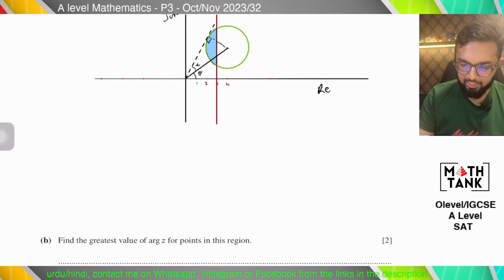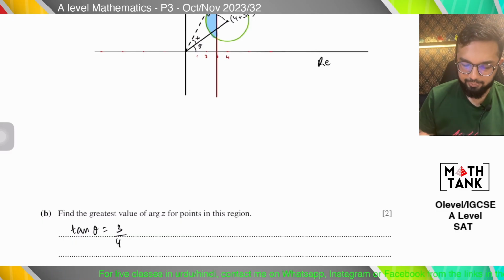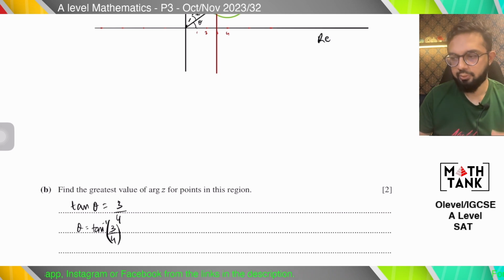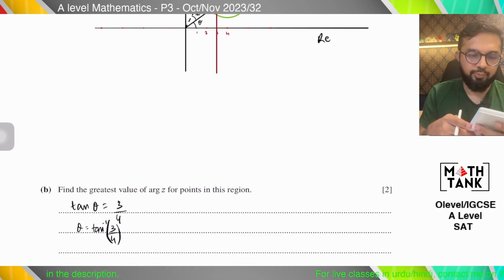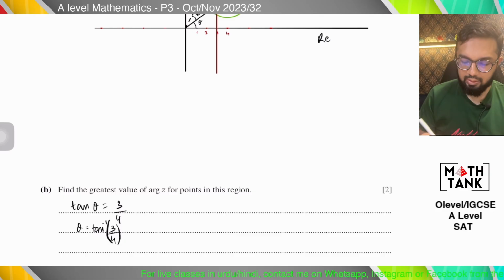Now for theta, it's simply the argument of the center of the circle. So the argument of the center of the circle would be tan theta equals 3 over 4, b over a. So theta equals tan inverse of 3 over 4. That's 36.87. Let's keep that in degrees for now. You could also keep that in radians.